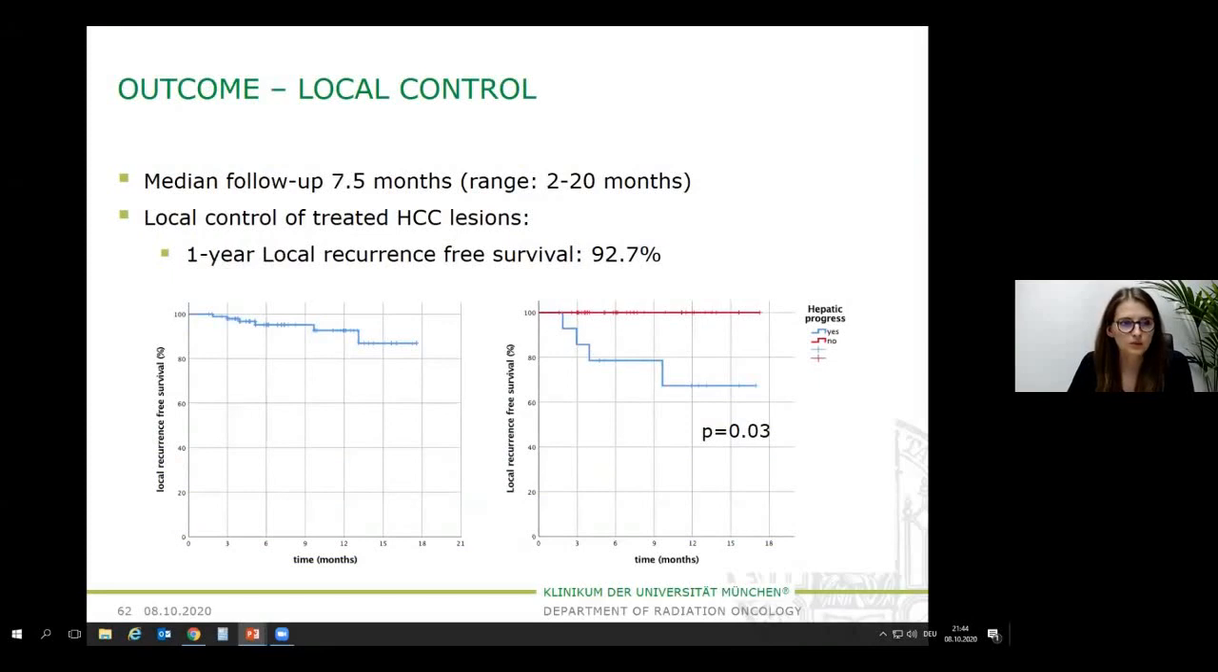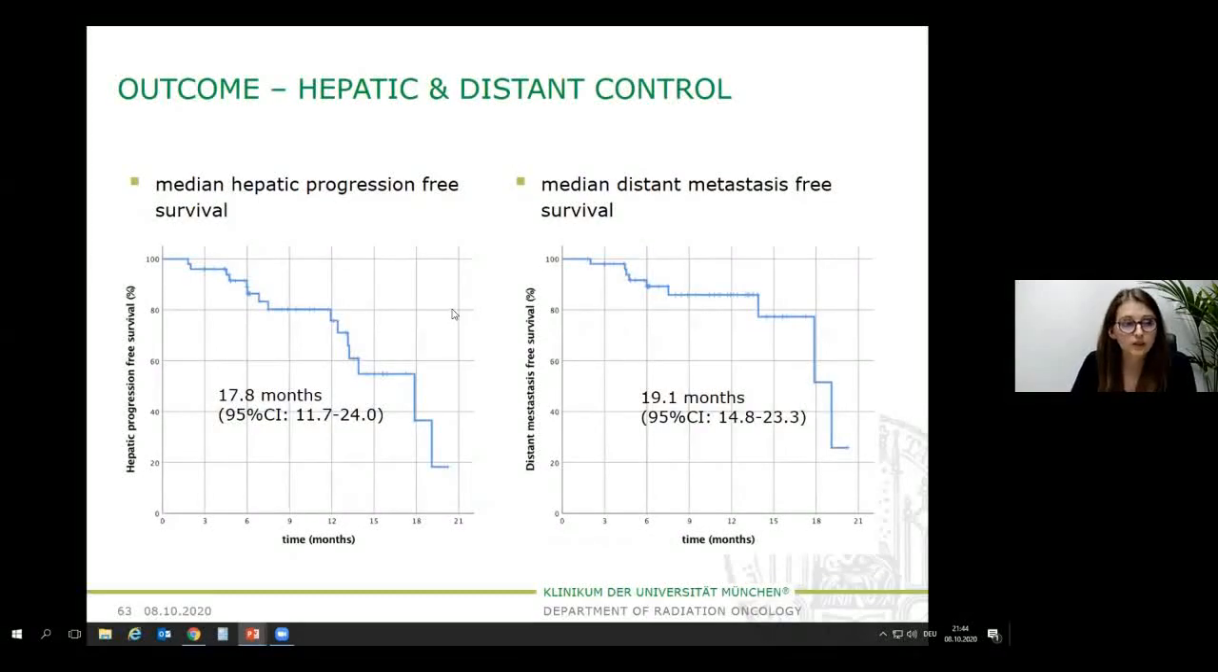These are our local control rates. At very early follow-up, the recurrence-free survival was also 92%. If patients don't have a progression in the liver, so if they don't have any new metastases, usually the treated metastasis is also controlled and has no progression. And as I have shown earlier in the other data, the hepatic progression-free survival is typically limited for HCCs. So these patients will have new lesions and they will be treated again, or if it's distant metastasis, then they go into systemic treatment.